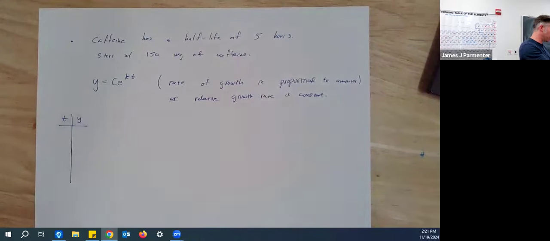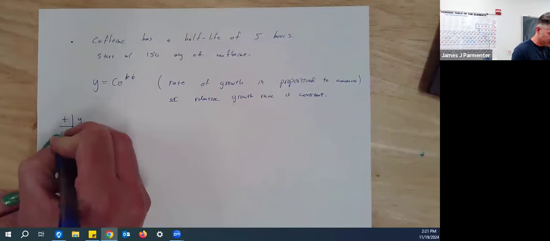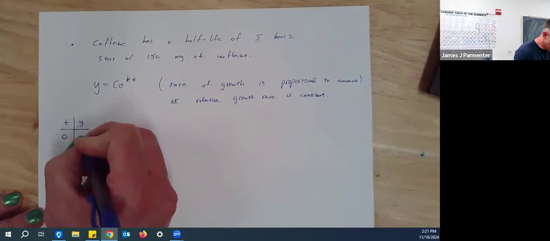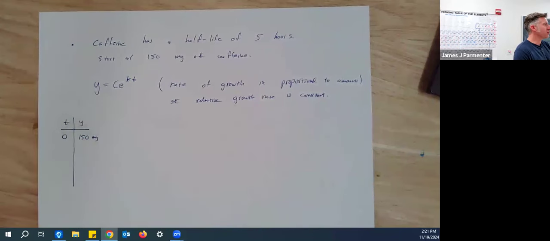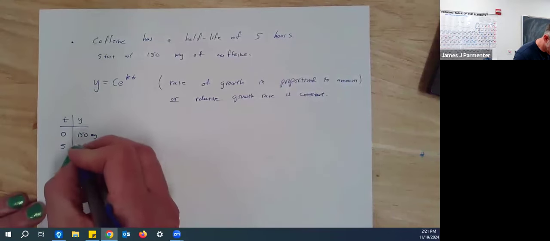One of the times I have is at the beginning of the process. So I want you all to write down what the time and the amount I have are at the beginning of the process. I'm thinking at the time of 0 time elapsed, I have 150 milligrams. You also know another time and another amount because we were told the half-life. So the half-life being 5 hours means that 5 hours later, how much stuff do we have? You could just say half, right? 75 milligrams.